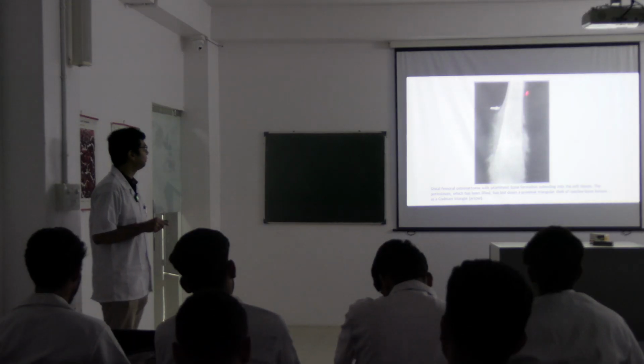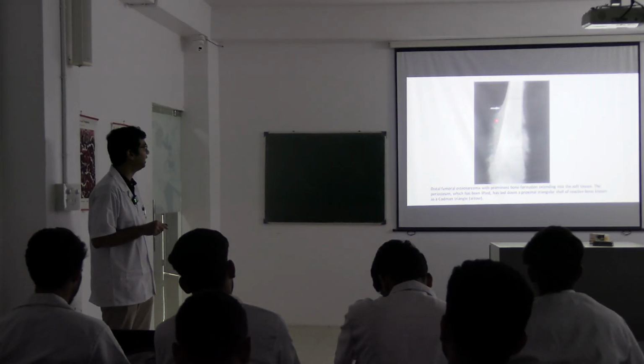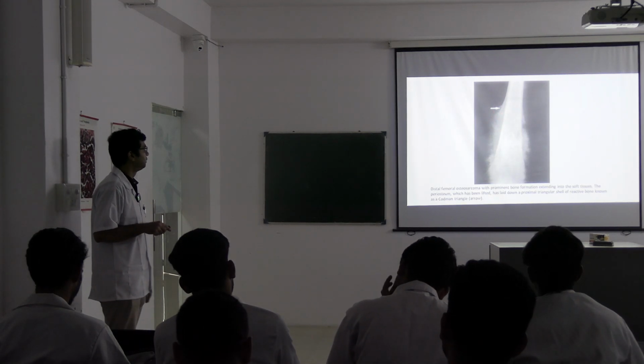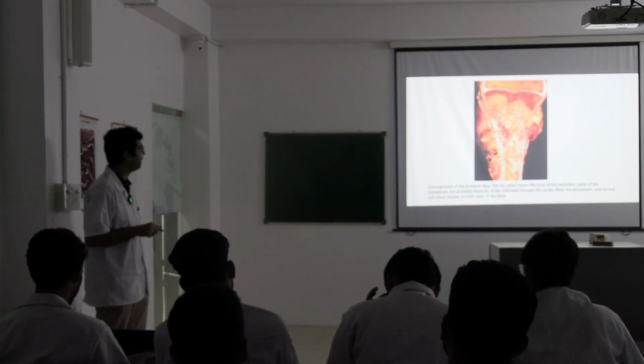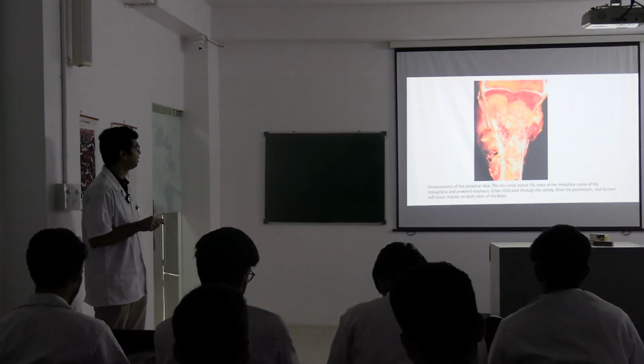This is the distal femur osteosarcoma, and you can here see the Codman's triangle. This is the Codman's triangle. Osteosarcoma of the proximal tibia. This is the tumor mass.